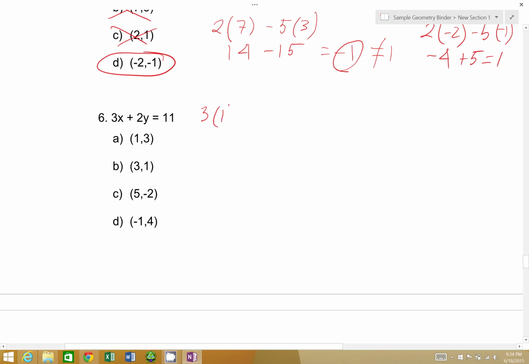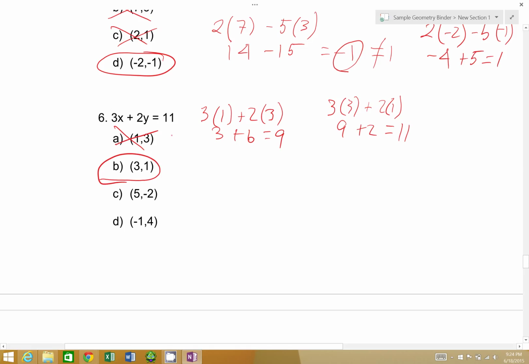3 times 1 plus 2 times 3 gives me 3 plus 6, which equals 9. That's a no-no. Next, 3 and 1. So 3 times 3 plus 2 times 1. That gives me 9 plus 2 equals 11. Hey, I like that one. That one works. 11 equals 11.